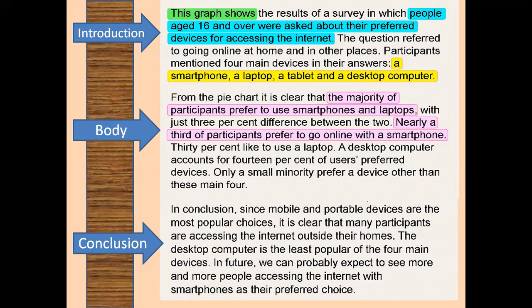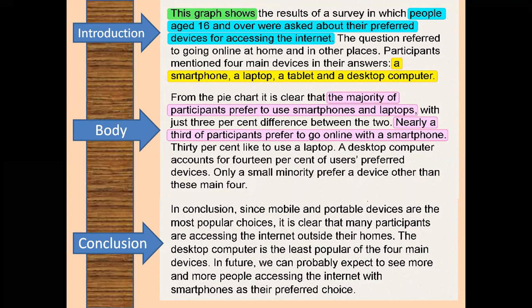So try to find out what are the questions that are answered in the introduction. Number one, this is a result of a survey. About what? About the people age 16 above. What they have been asked for? What is the survey about? This survey is about the preference of these people for the devices they are using for accessing the internet. Where? At home and in other places. And what are the devices that are mentioned here? Smartphone, laptop, tablet and desktop computer. So these are the elements that you have to mention in introduction.